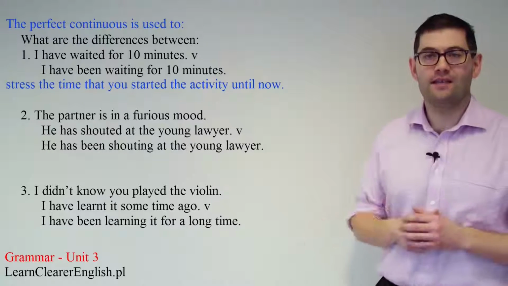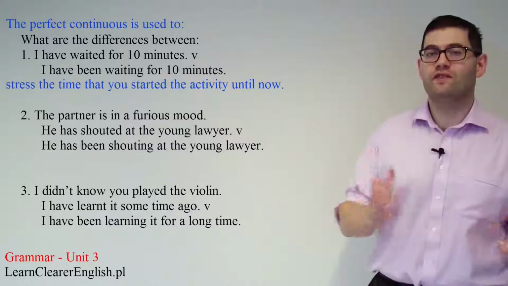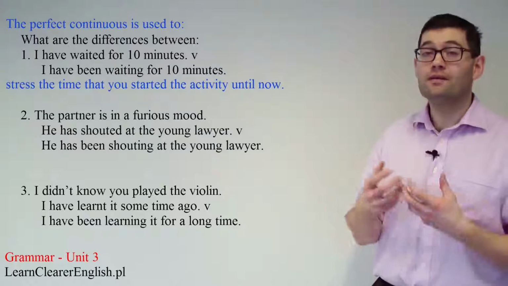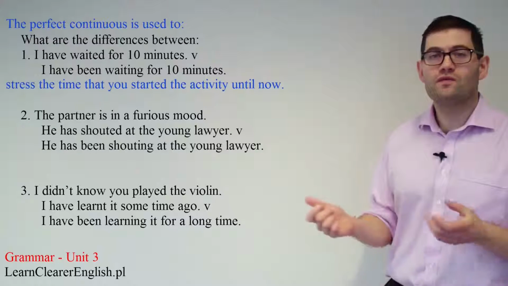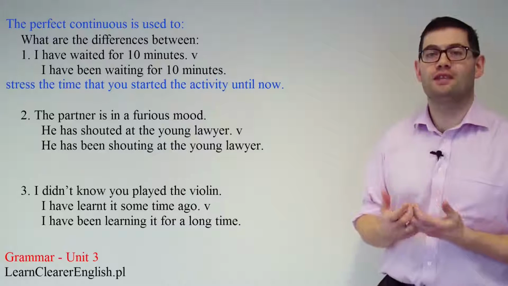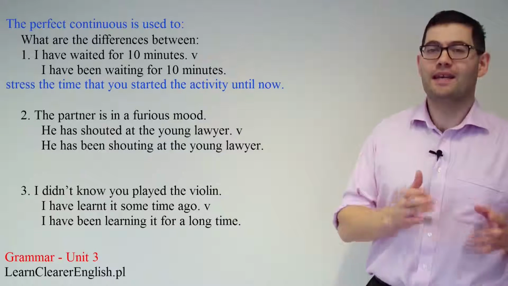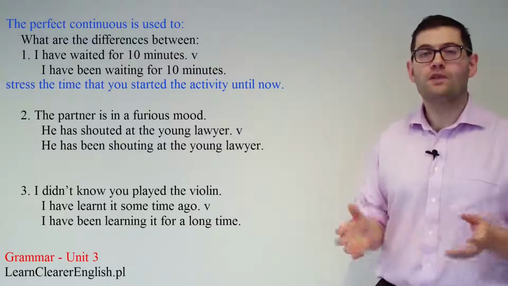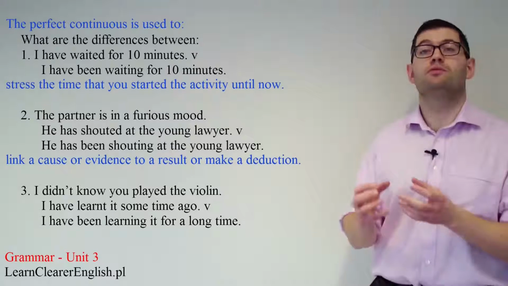In the second set, we can see that the partner is in a furious mood. If we consider the first sentence, we might have a reason why, but it might not be the only reason. There could also be other factors. The use of the perfect continuous, however, definitely links the 2 issues together. The result, the partner's fury, is caused by an action, the fact that he was shouting at the young lawyer. We use the perfect continuous to link a cause or evidence to a result.